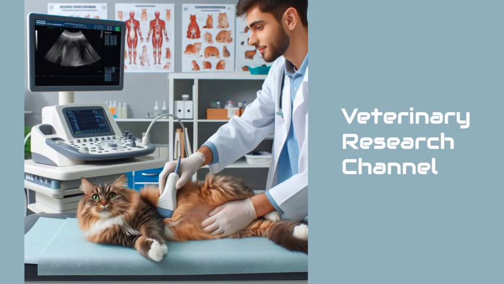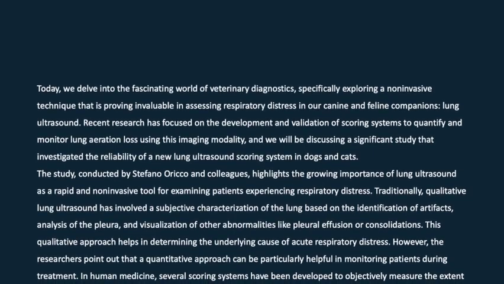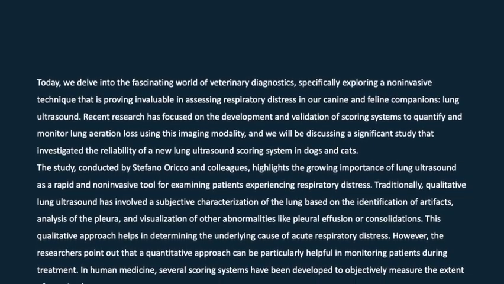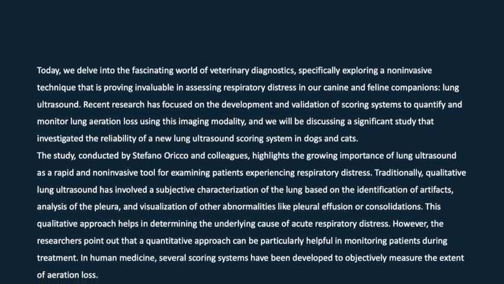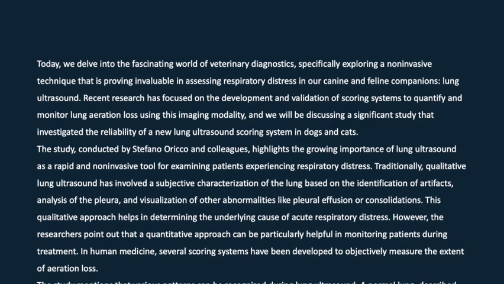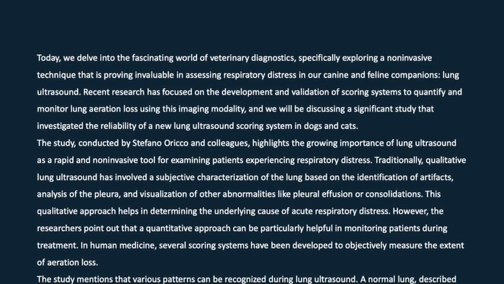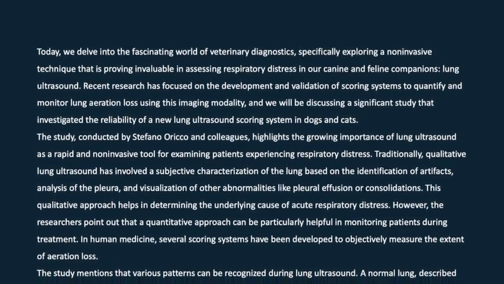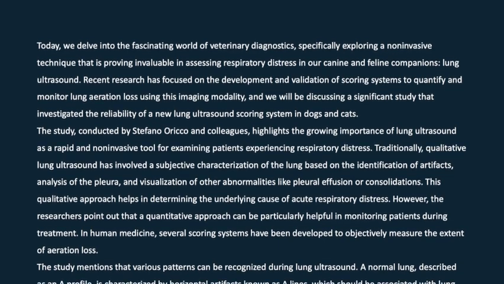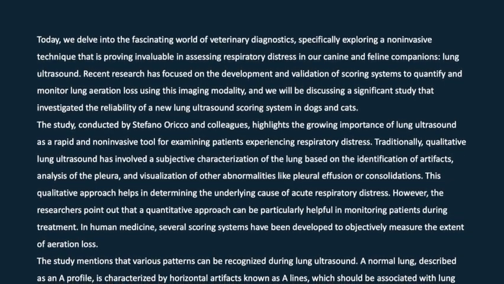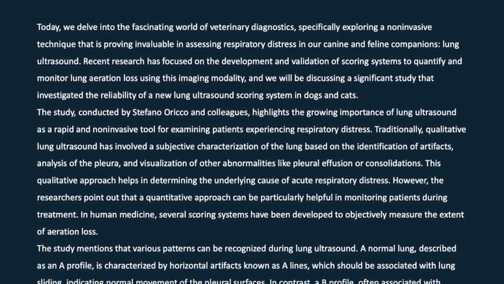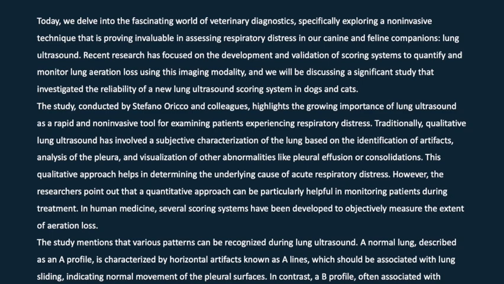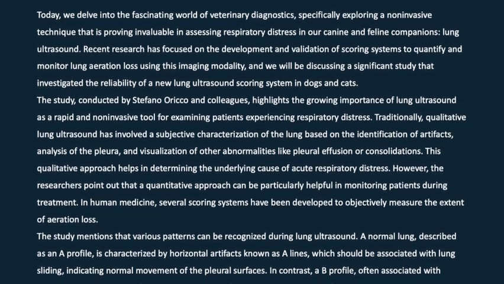Today, we delve into the fascinating world of veterinary diagnostics, specifically exploring a non-invasive technique that is proving invaluable in assessing respiratory distress in our canine and feline companions, lung ultrasound. Recent research has focused on the development and validation of scoring systems to quantify and monitor lung aeration loss using this imaging modality. And we will be discussing a significant study that investigated the reliability of a new lung ultrasound scoring system in dogs and cats.